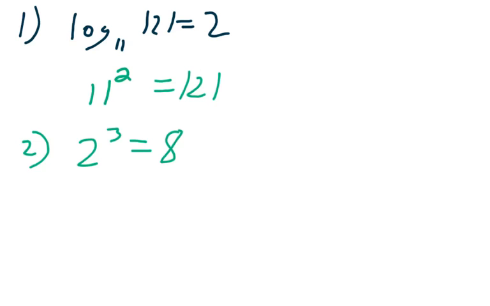2 to the third equals 8 and make it into a logarithmic equation. And so once again we have log base 2, the 8 and the 3 switch sides, where the exponent is the answer.